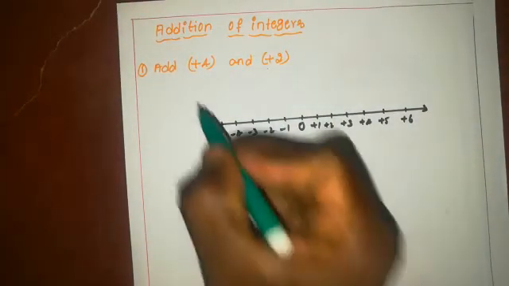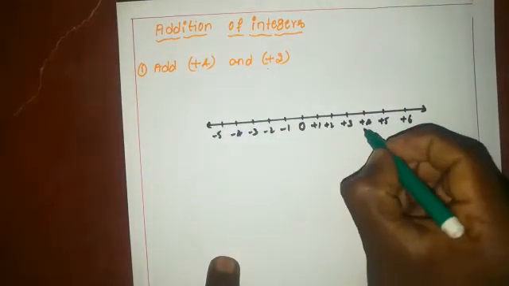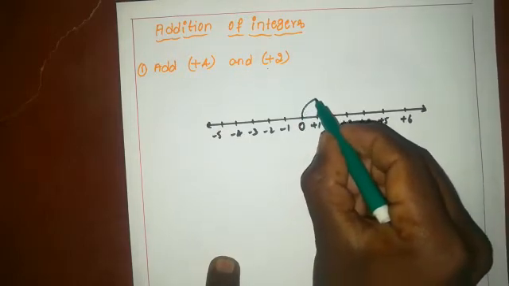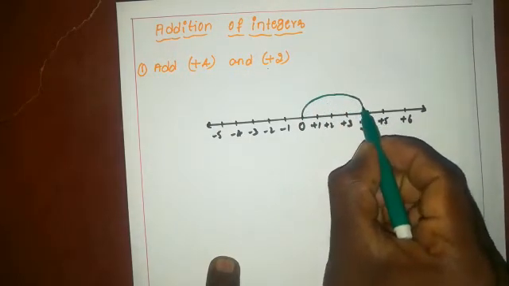At first we have to mark the plus 4 on the number line. Here is plus 4.